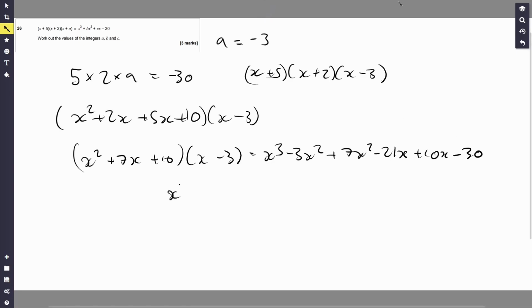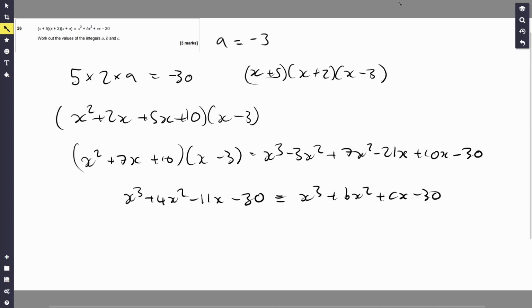Okay, now I'm just going to collect all these terms and we're going to see what all the values are. So x cubed, I'll write a bit over here actually, that might be a bit close. X cubed minus 3x, oh no, I've just started writing it again. No, we've collected this up, aren't we? So that would be plus 4x squared, because 7 minus 3 is 4. And then 10 minus 21 is minus 11x, and then minus 30. And that is equal to x cubed plus bx squared plus cx minus 30.